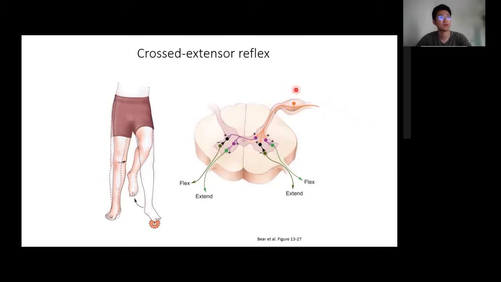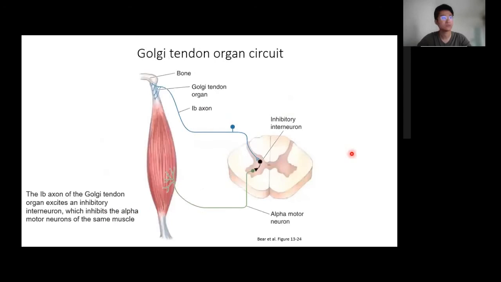So this pain receptor will activate other inhibitory motor neurons, and as a consequence, the flexor will be relaxed and the extensor will be excited. This leads to an extension movement of the other leg to make sure you are standing, but not falling. There are also other mechanisms about reflex.